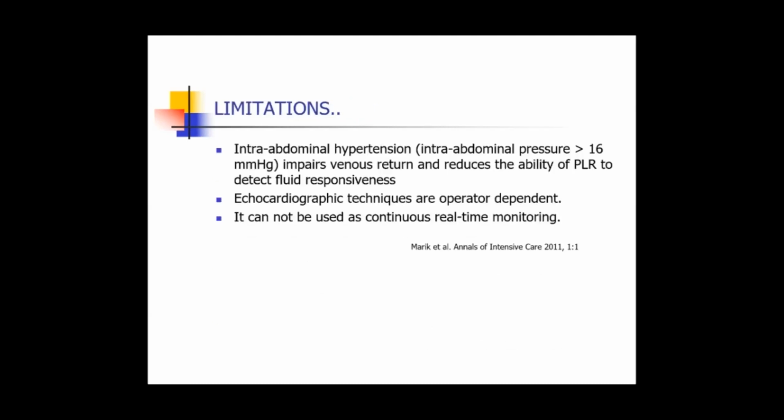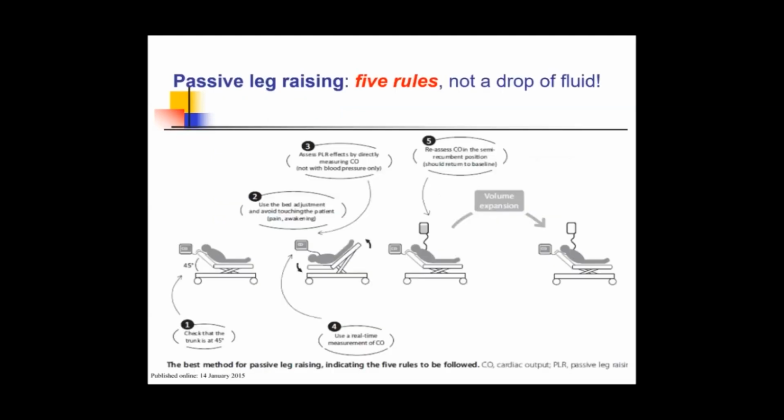So now coming, what are the limitations? Intra-abdominal hypertension of more than 16 millimeters of mercury impairs the venous return and reduces the ability of the PLR to detect fluid responsiveness. And echocardiographic techniques are operator dependent. It cannot be used as continuous real-time monitoring. So you see how it is done.